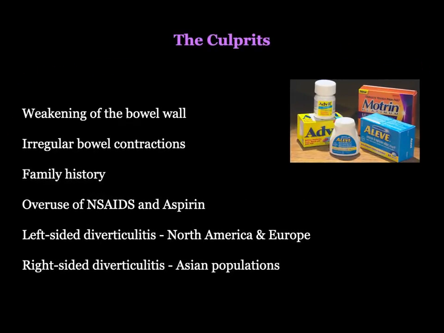And I think we covered all of them. One that was relatively new for me included the fact that we see left-sided diverticulitis most frequently in North America and Europe, whereas in Asian populations, right-sided diverticulitis is actually much more common than left-sided diverticulitis. And there is no clear reason as to why this would be, but certainly something to keep in mind as you are performing your point-of-care ultrasound to look for diverticulitis.